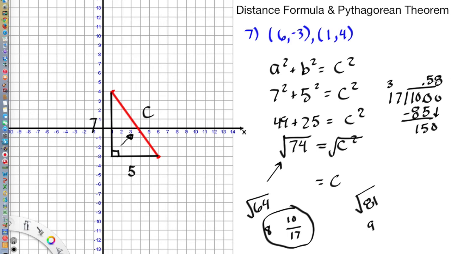And actually might be 9 times. No, it won't be 9 times, it'll be 8. So 8 times 7, 56, carry the 5. 8 times 1 is 8 plus 5, 13. We get 136, remainder 14. I can stop right there. And this would round up to 0.6. So my answer would be 8.6 approximately for side C.